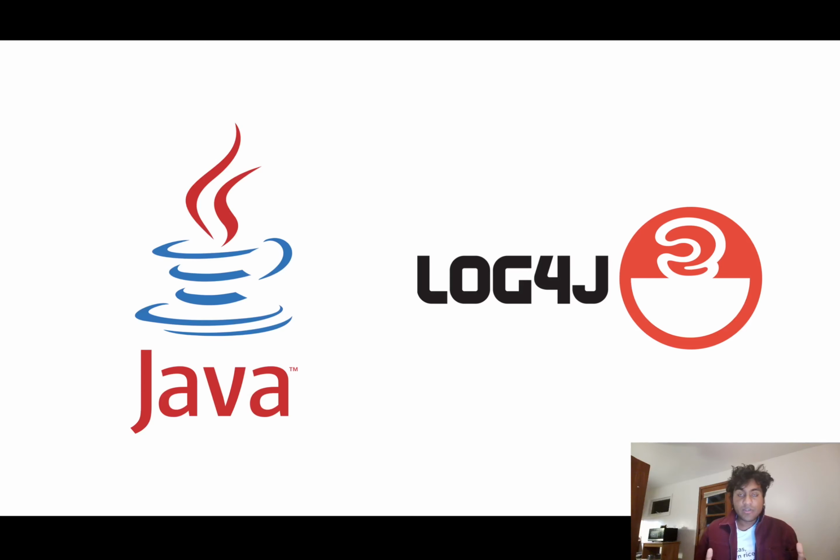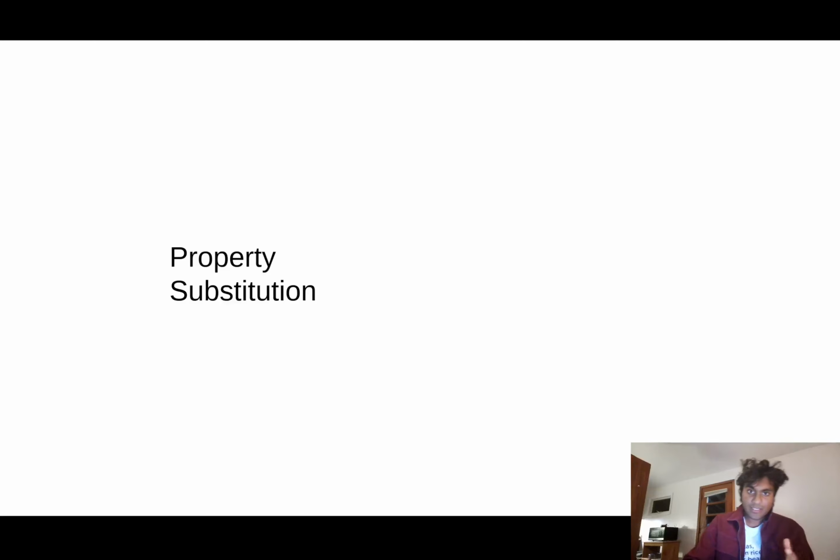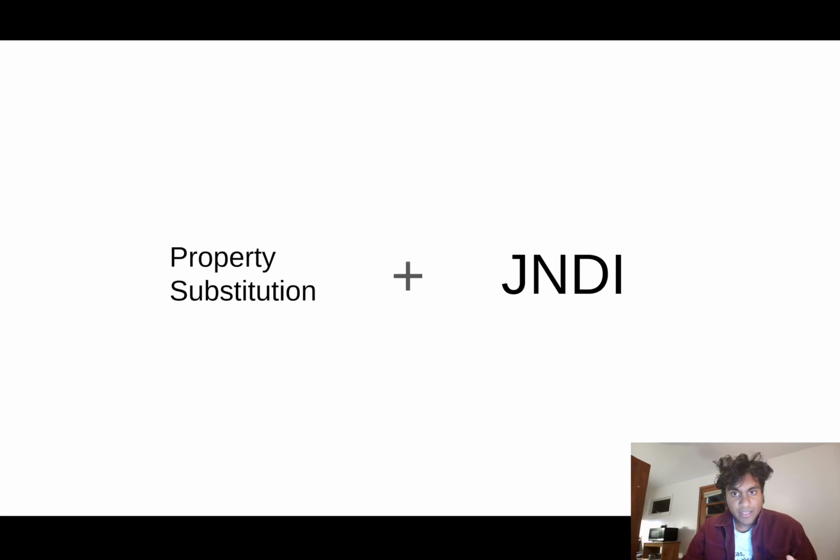I've been using this exploit over the past couple of months, and this came out 4 years ago. So I just wanted to check if it was still working, and it's very much still alive and well, and I'm going to show you how it works. First of all, it comes about as a mix of two different things: property substitution, which is a feature in the Log4j library, and then JNDI strings, which is a Java feature.